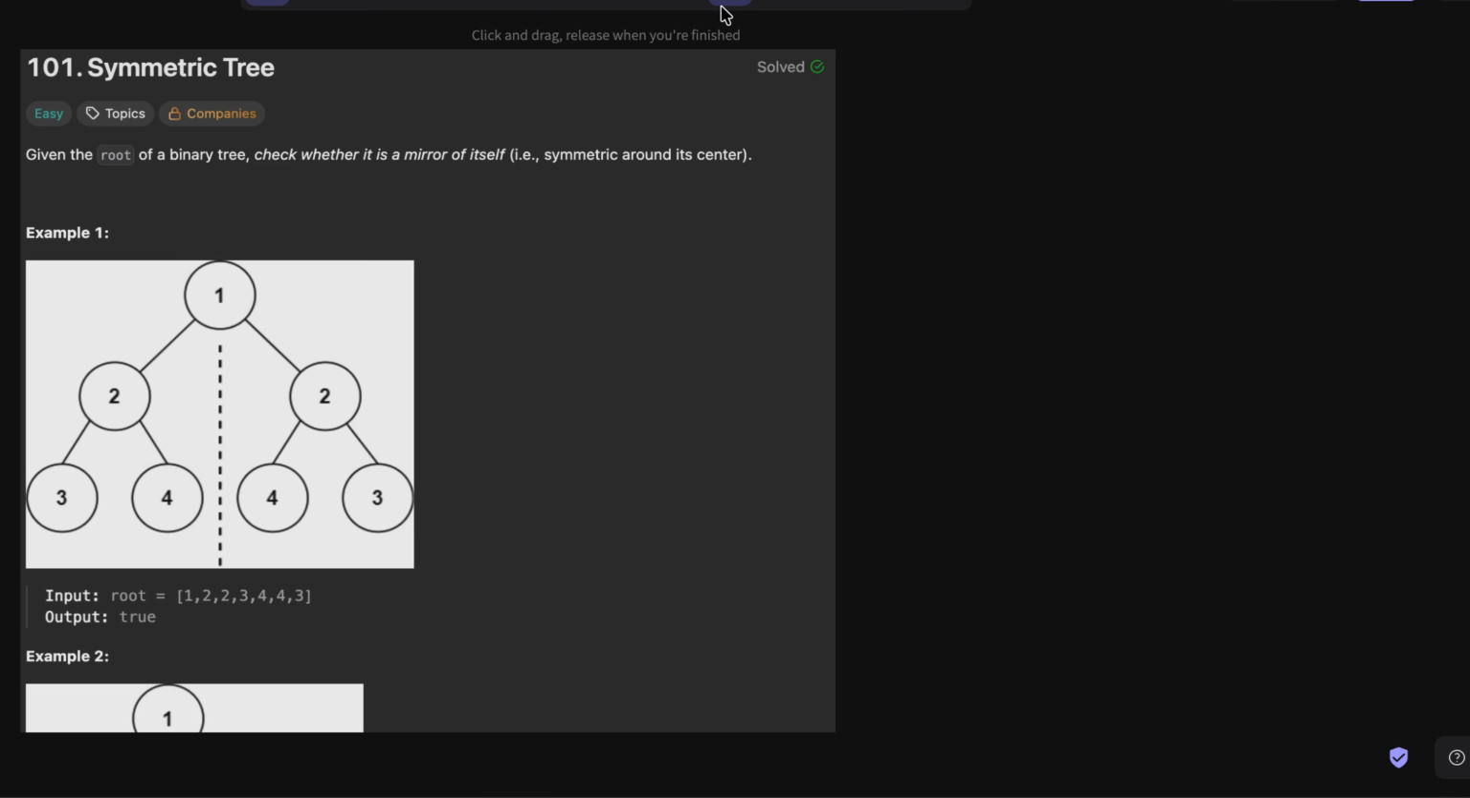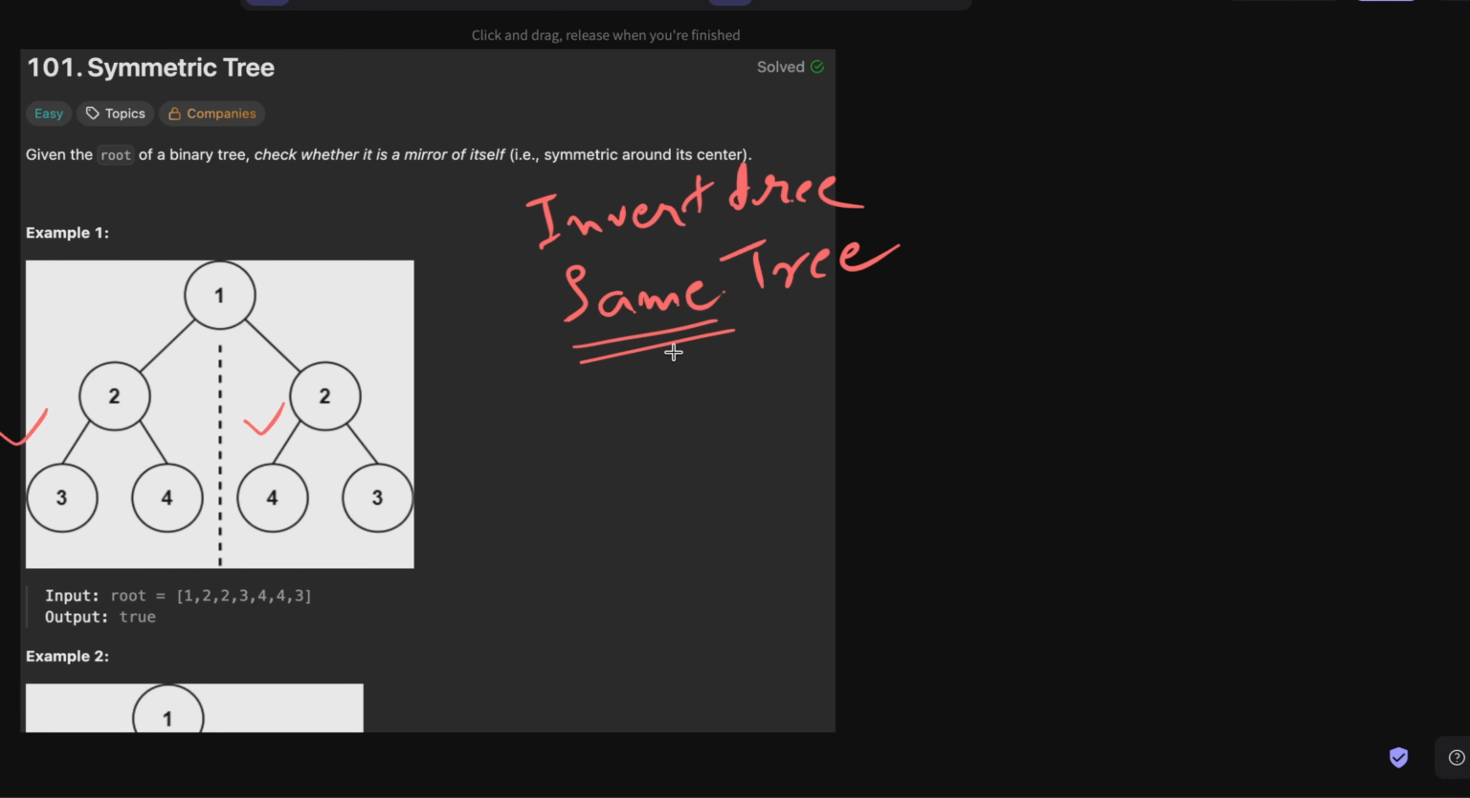Now this problem becomes really easy to solve if you have solved the invert tree and same tree problems. If you would have solved the invert tree problem in the past, you would know what exactly we need to do in this particular problem, that is check whether these two trees are inverts of each other or not. And if you have solved the same tree problem, you would know how to actually put DFS or BFS on two trees at the same time. And then you can decide what you want to do in the DFS and BFS logic. But let's figure it out from scratch ourselves.